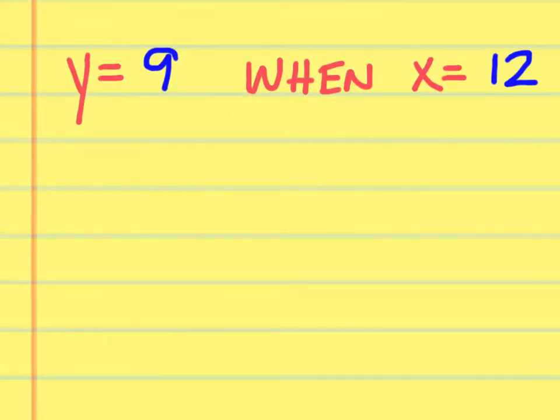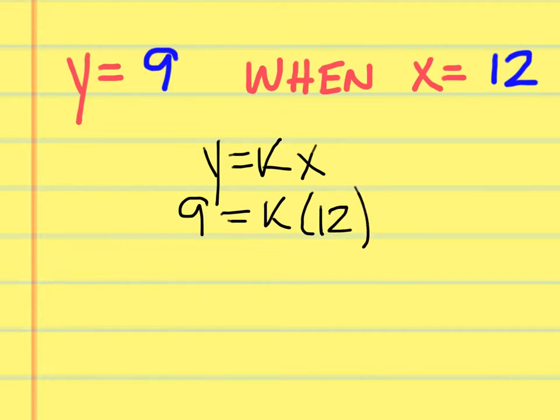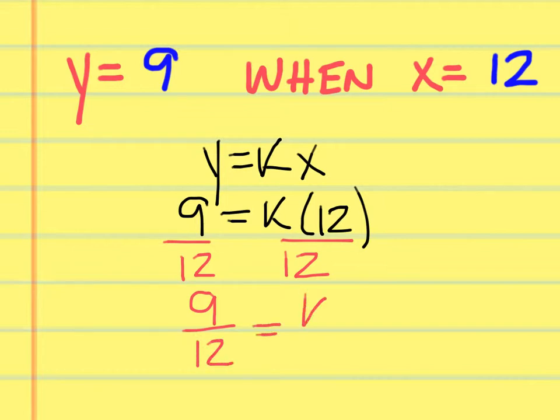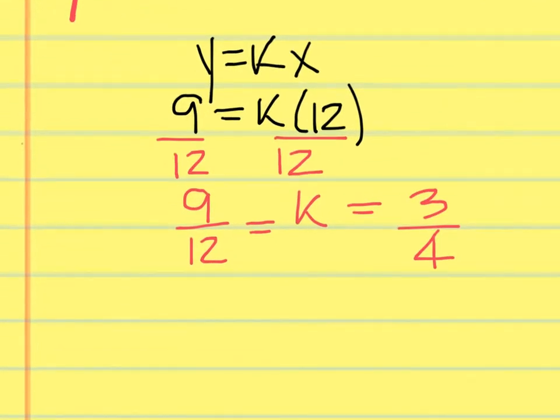You're going to start with y equals kx and plug in what you know. 9 is y and x is 12. Divide both sides by 12. So 9 over 12 equals k. But we don't use 9 over 12, it's not reduced. That should be 3 over 4. So your equation should be y equals 3/4 x.